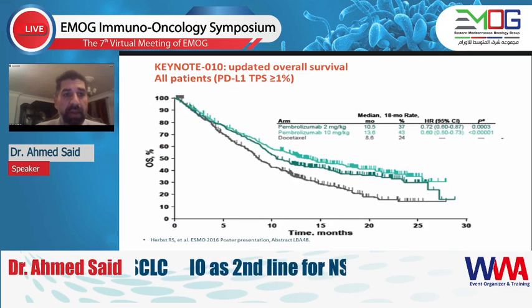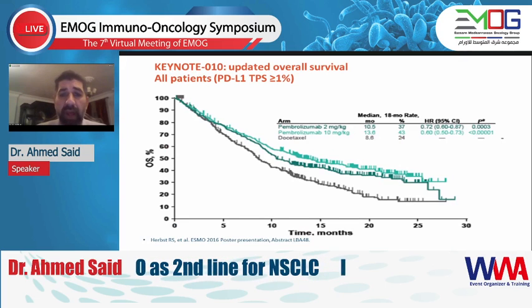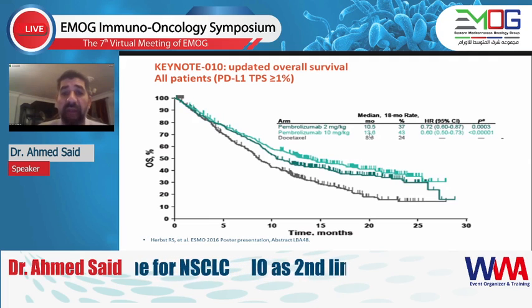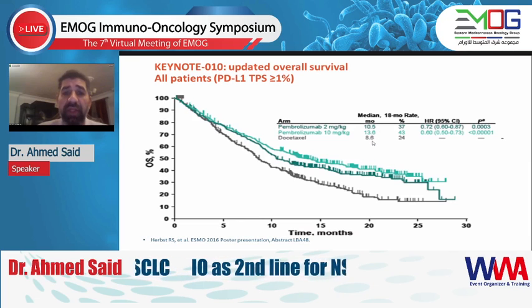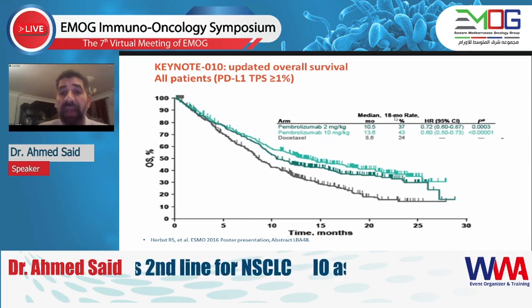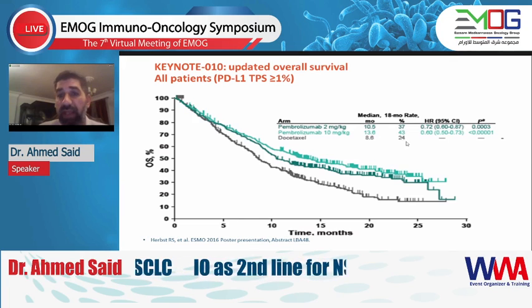So for the updated overall survival, we can find a comparable median overall survival for the 10 and 2 milligram per kg doses, at 10.5 and 13.6 months. In the docetaxel arm, it is in line with what we found from the previous trial, at 8.6 months. And the 18-month survival rate is 37% and 43% in the pembrolizumab arms and 24% in the docetaxel arm.